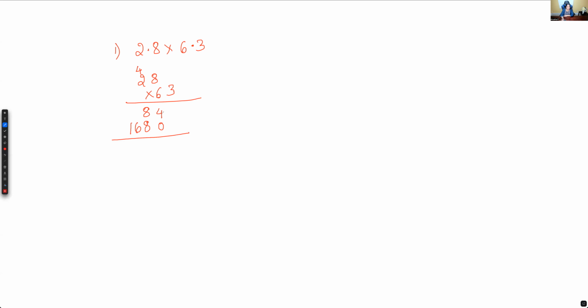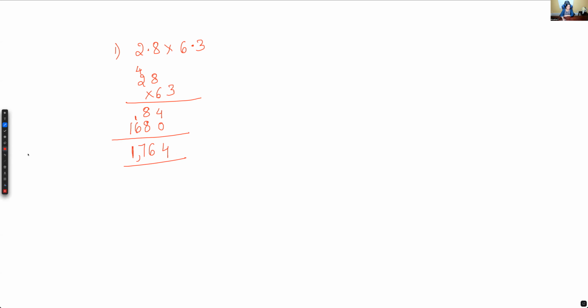Now what we will do, we will add those two numbers. 4 plus 0 is 4, 8 plus 8 is 16, and we got 1 as a carry. 6 plus 1 is 7, and 1, which is nothing but 1764. Now, what is our step 2?